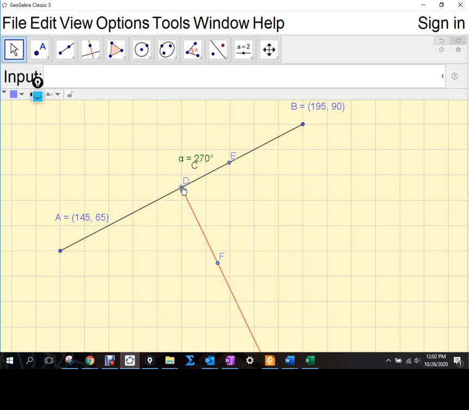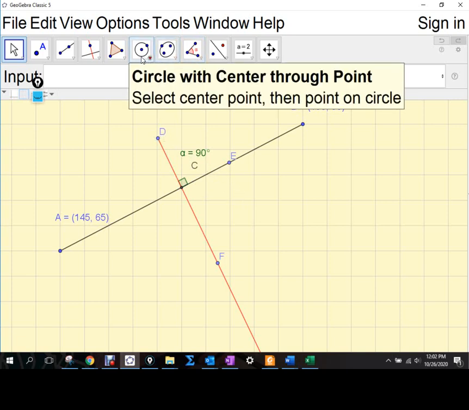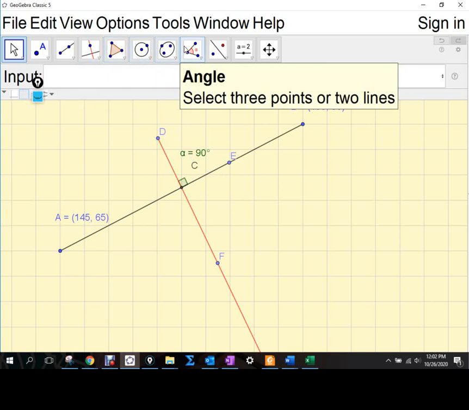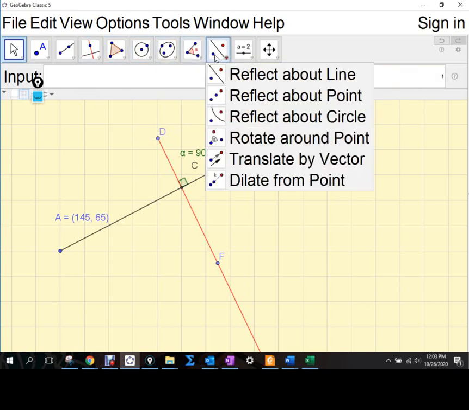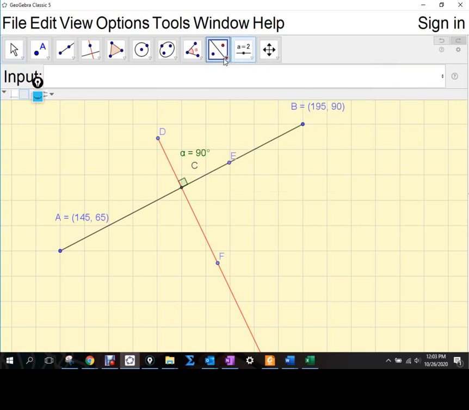Okay. Now, here's where it gets kind of confusing for people, is if we take... Oh, how can I do this quickly?